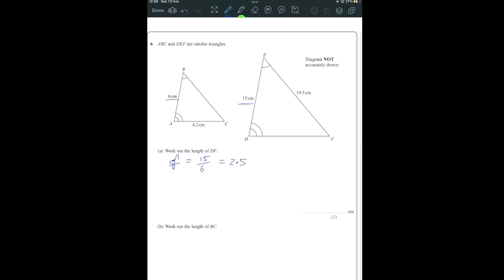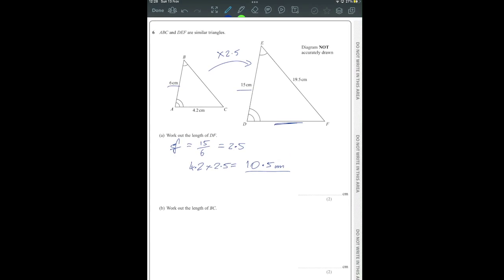I want to find the length of DF, which is this side here. Well, I've just worked out that to get from the small one to the big one, I times by 2.5. So that's 4.2 times by 2.5, and my calculator tells me that DF is 10.5. Again, it's worth just double checking. Does that seem reasonable? Well, yeah, 6 to 15 is getting bigger. 4.2 to 10.5 is also getting bigger.